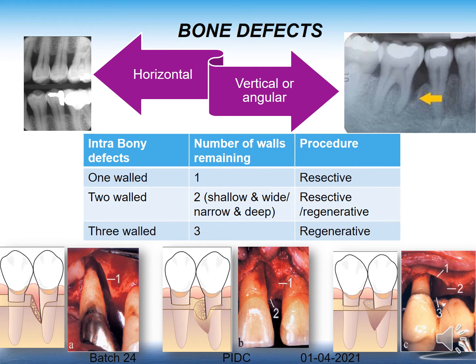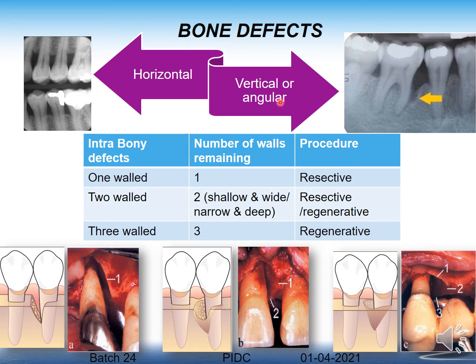So bone defects are of two types. It could be either horizontal, or it could be a vertical or an angular bone defect. Horizontal bone defect, as you all know, is one in which the bone is found perpendicular to the long axis of the tooth, and a vertical bone defect is one which is at an angle to the long axis of the tooth, and the most apical part is a little away from the coronal portion of the alveolar crest. So this is your angular bone, a slightly troughed out effect.